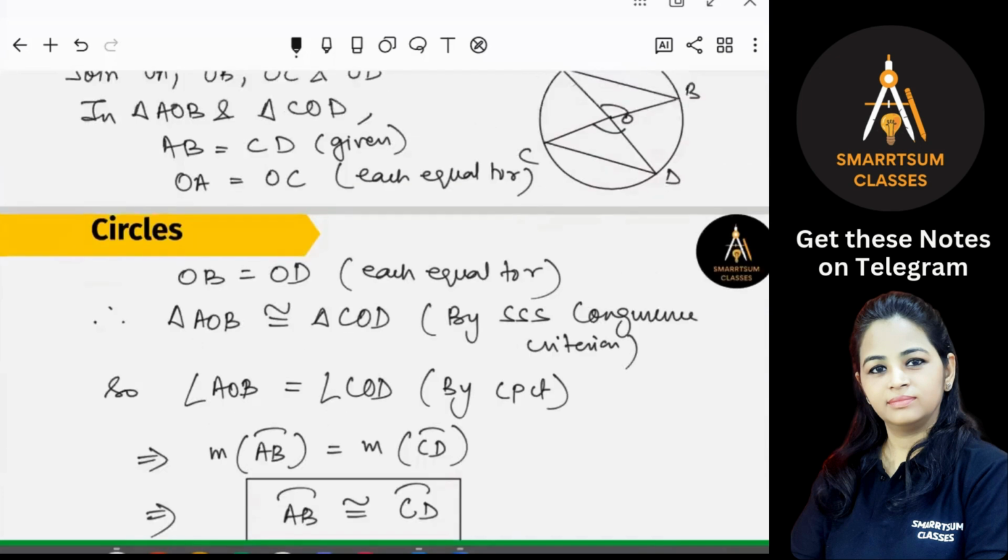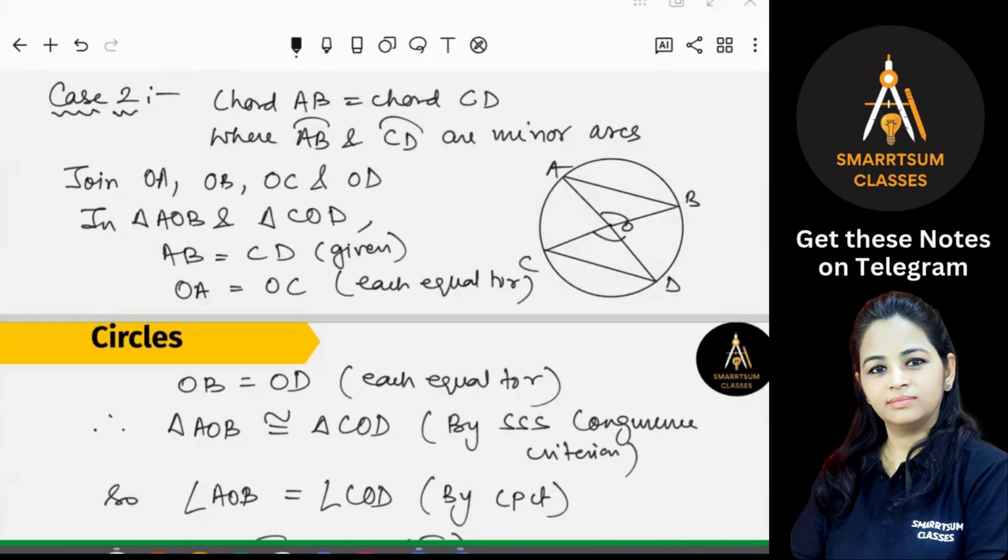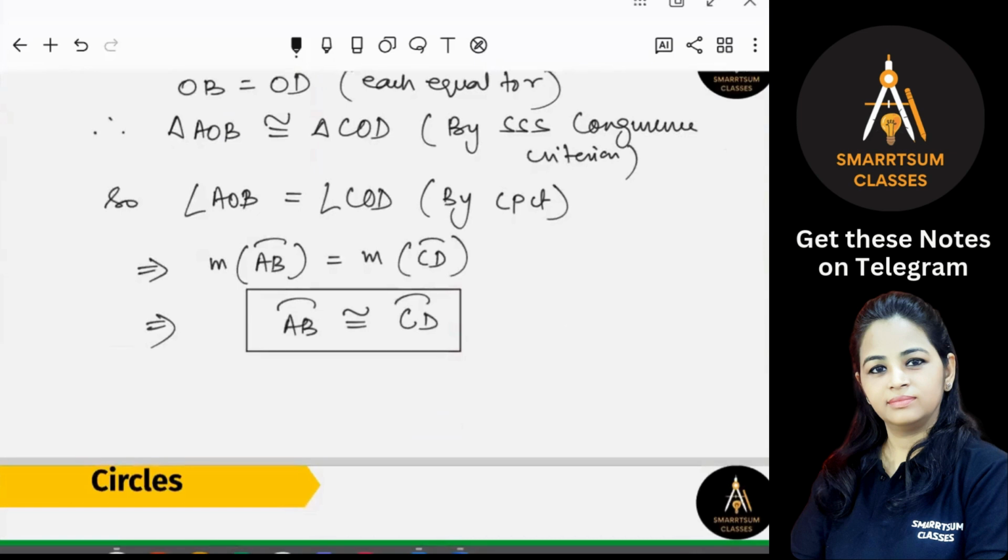So in this way, in case 2, where AB and CD are the minor arcs, we have proved that these are also equal. So if chord AB and chord CD are equal, then their corresponding minor arcs will also be equal. Now this was case 2, when arc AB and CD are the minor arcs. Now, case 3.